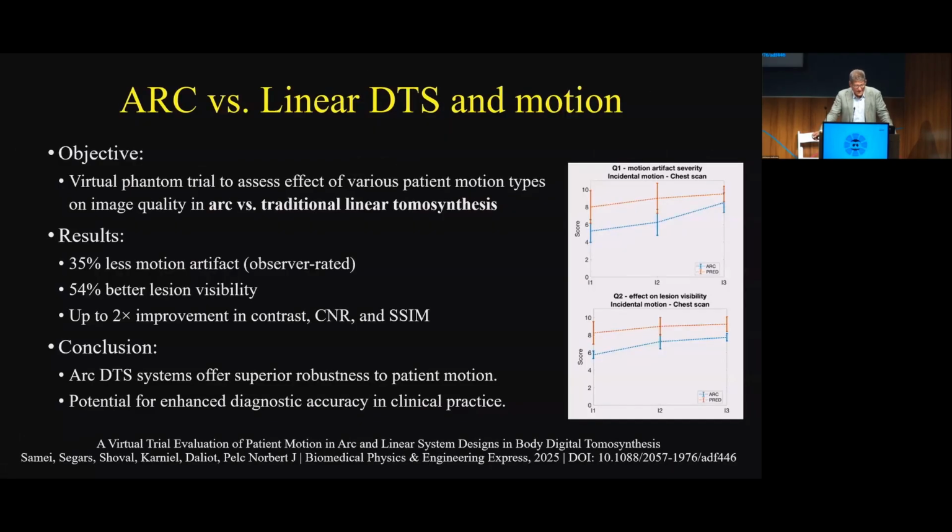Okay, one last slide. This ARC configuration from Nanox was compared to linear tomosynthesis, and it was done with a focus on potential physiologic motion. This study showed that it was less prone to motion and improved lesion visibility, with up to a 2 times improvement in contrast to noise and structural similarity index matrix.